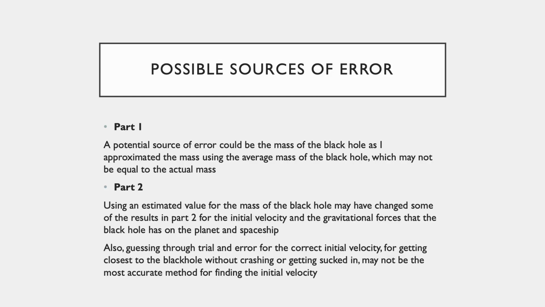The possible sources of error may be that averaging out the mass in part 1 may not be directly equivalent to the actual mass, and then in part 2, guessing through trial and error may not have gotten me as close to the black hole as I could have gotten.